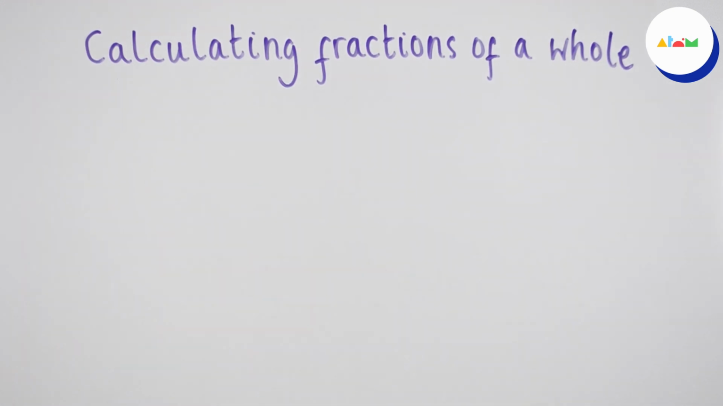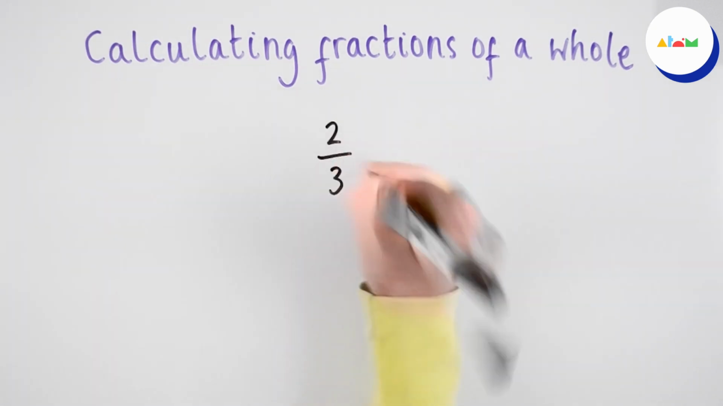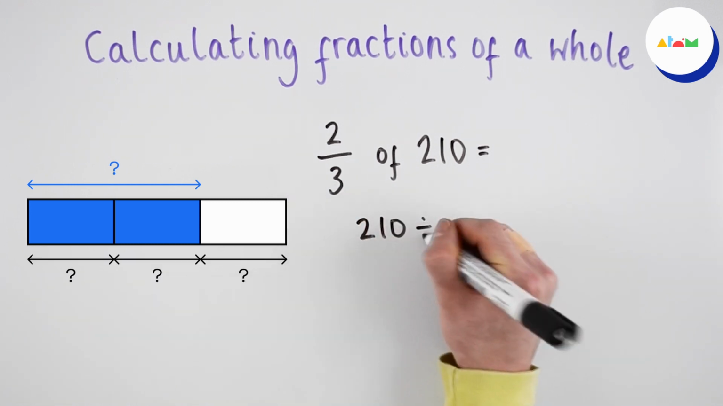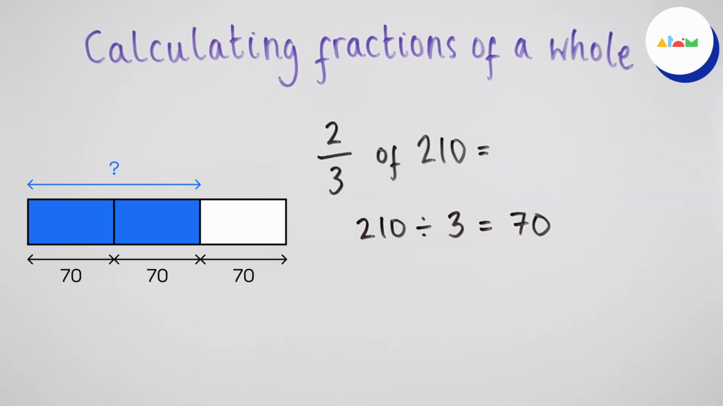Let's look at an example. We want to calculate 2/3 of 210. First, we divide 210 by the denominator, which in this case is 3. This shows us what 1/3 is. 210 divided by 3 is 70.